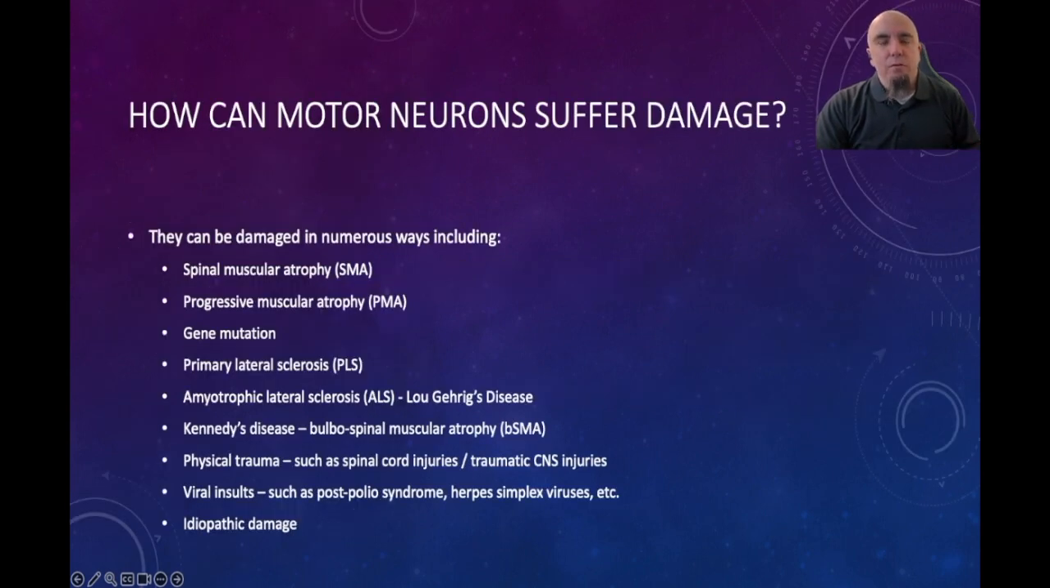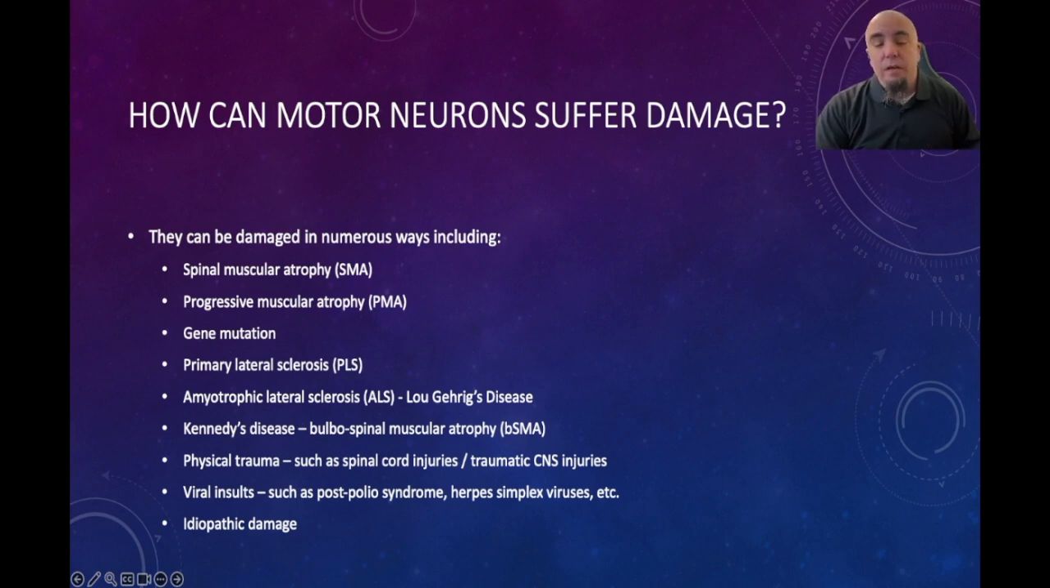So how can these neurons suffer damage, right? The motor neurons are the neurons that are going to provide innervation to our skeletal muscle, anything that basically has to move in the body. So how can they suffer damage? Well, they can be damaged in numerous ways. Spinal muscular atrophy, progressive muscular atrophy, gene mutation, primary lateral sclerosis, PLS, or ALS, amyotrophic lateral sclerosis, which is also known as Lou Gehrig's disease. Kennedy disease or BSMA. Physical trauma can also cause it, something like a spinal cord injury or a CNS insult.